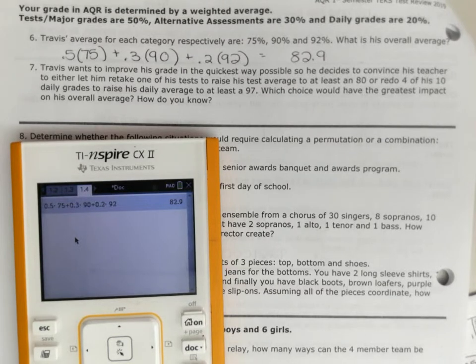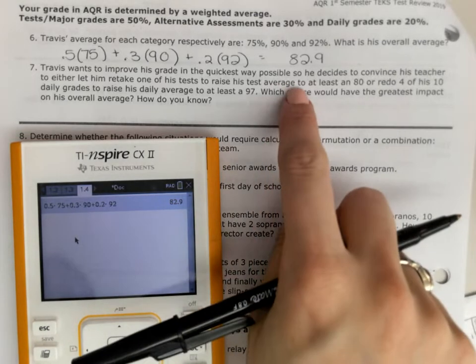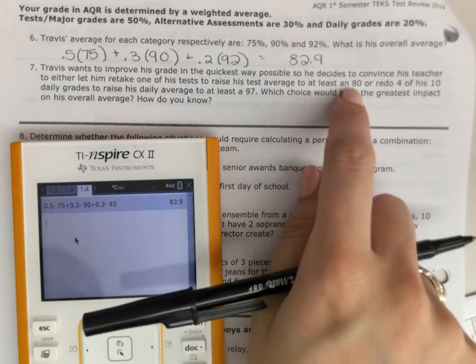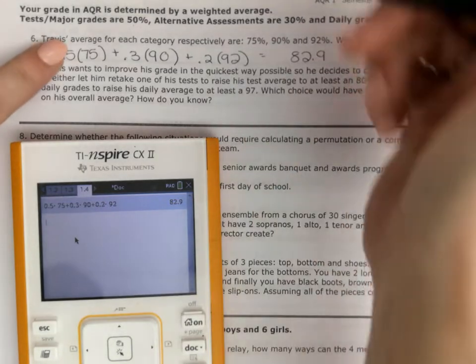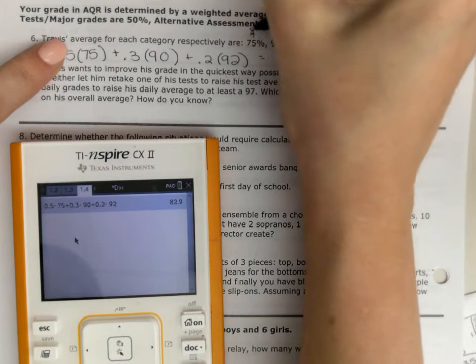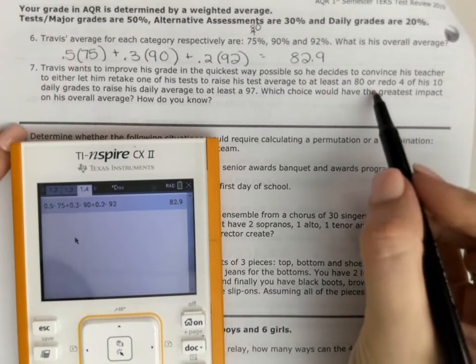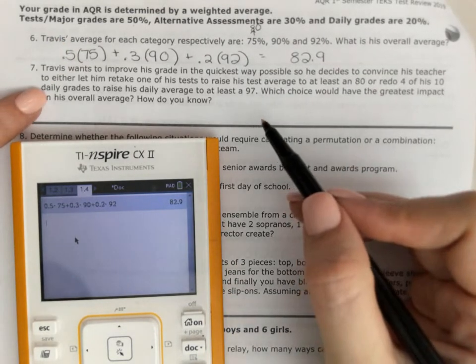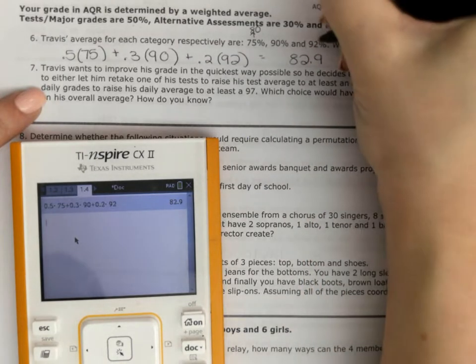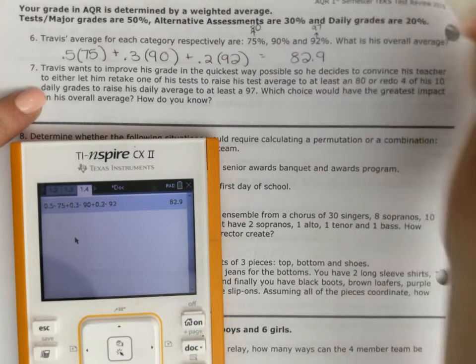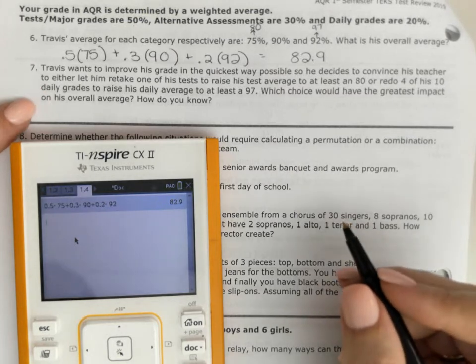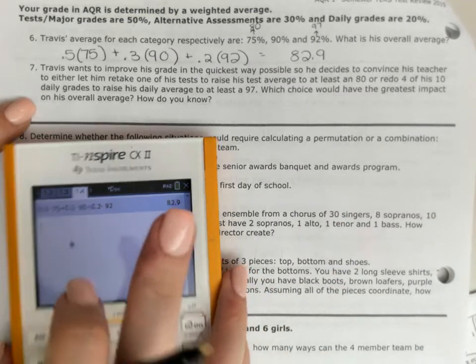Travis wants to improve his grade in the quickest way possible, so he decides to convince his teacher to either let him retake one of his tests to raise his test average to at least an 80. So instead of this 75, it would become an 80. Or redo 4 of his 10 daily grades to raise his daily average to a 97. Which choice would have the greatest impact on his overall average?